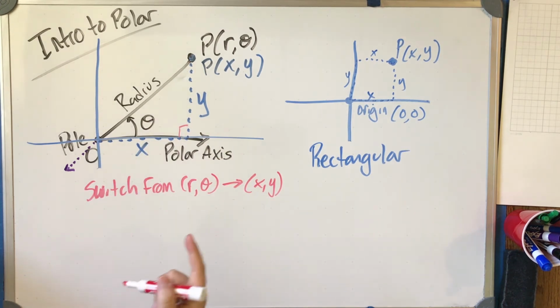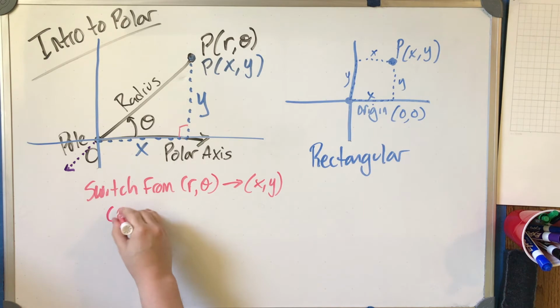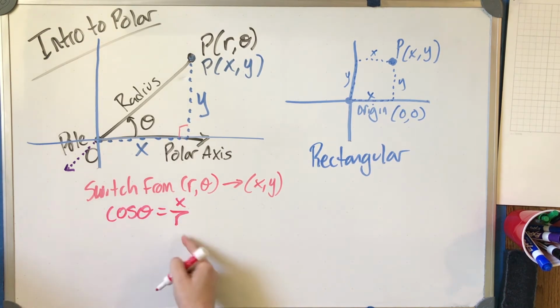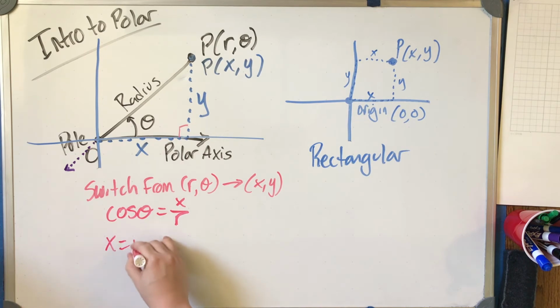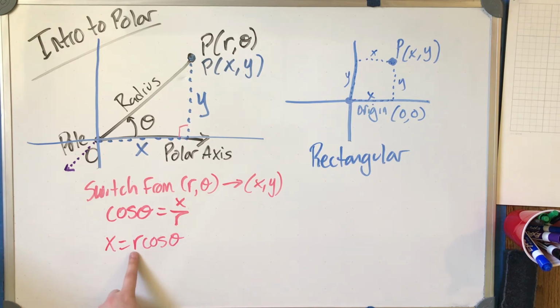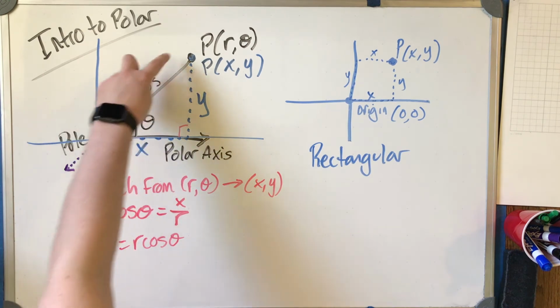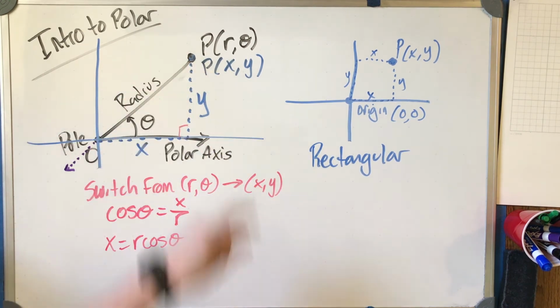I'm hoping you already know it because we've been doing it for a while now, but cosine theta is equal to x over r, and if I just multiply r to the other side, I'll get that x equals r cosine theta. And hey, we already knew that from vectors, right? We would have magnitude cosine theta in vectors, and the magnitude just so happened to be the distance between the origin and where the vector stopped. So this is essentially the same as vectors.